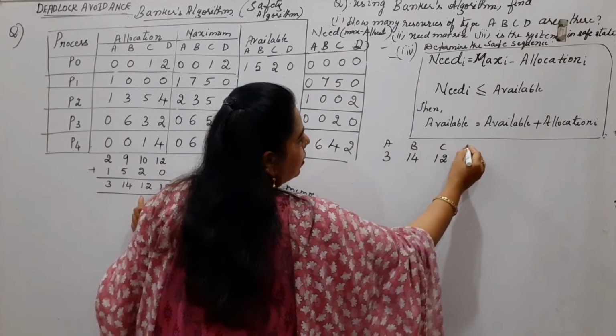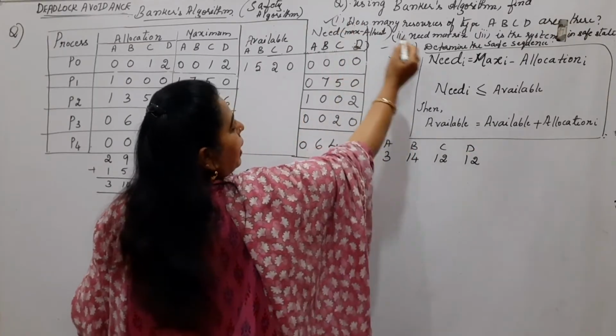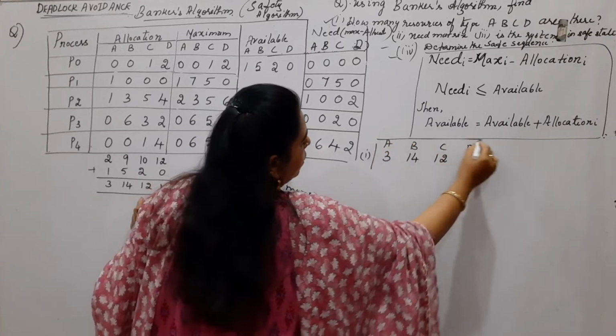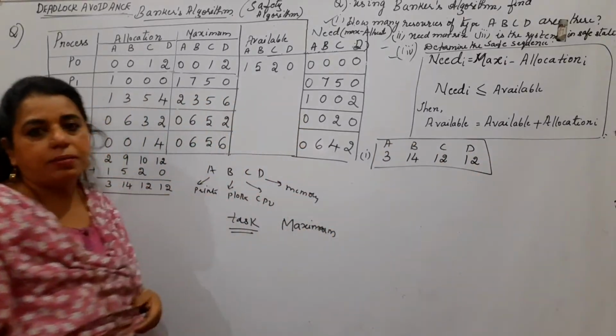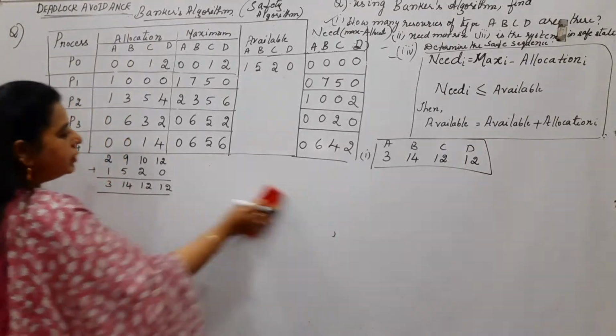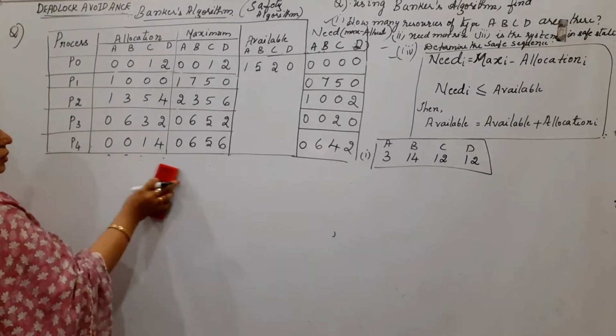So this is the answer to the first part. How many resources of the type A, B, C, D exist in the system? So very simple, that part you can easily complete. Once you do that, you move on to the next question.